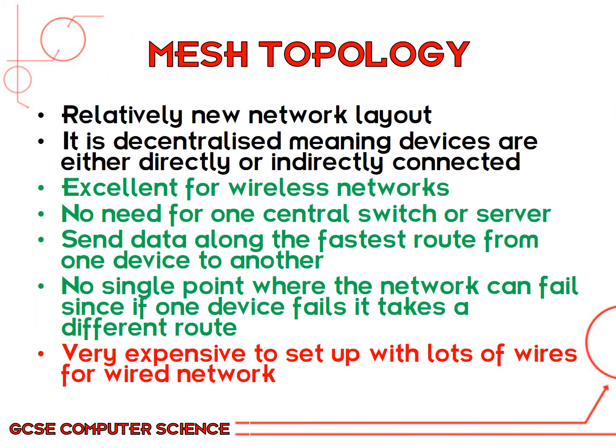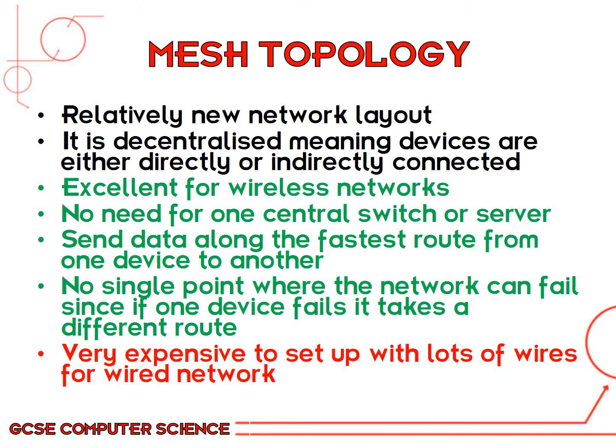So the most modern, relatively new network layout is a mesh topology. This is decentralized, meaning that all devices are either directly or indirectly connected to each other. It kind of forms a little bit of a web layout, so that if one particular device fails on the network, it can go down a different route.